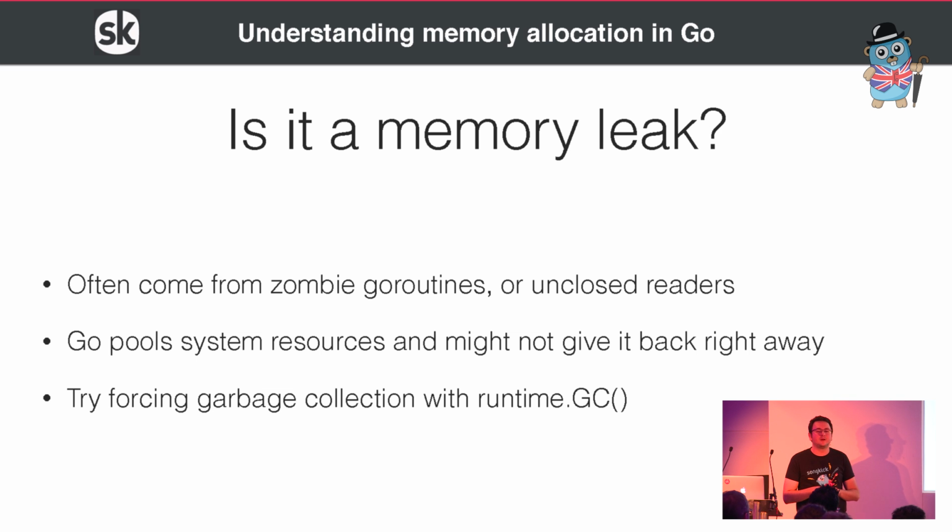For example, when you do an HTTP request, you get a response back. This response has a body. If you don't close that body, you'll have a goroutine running somewhere that has a pointer to this body. So this will stay on the heap. This will not get garbage collected. So if you keep doing HTTP requests, the heap will just grow and grow until you run out of memory. That happened.